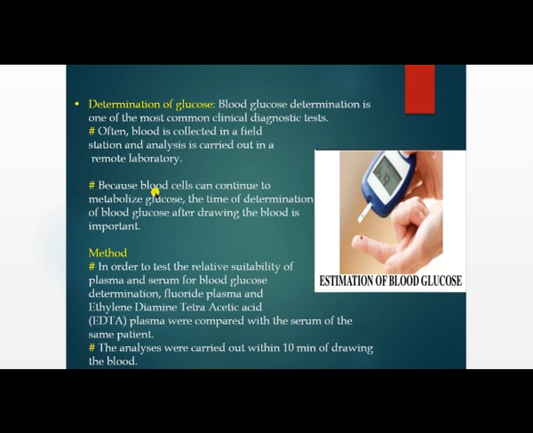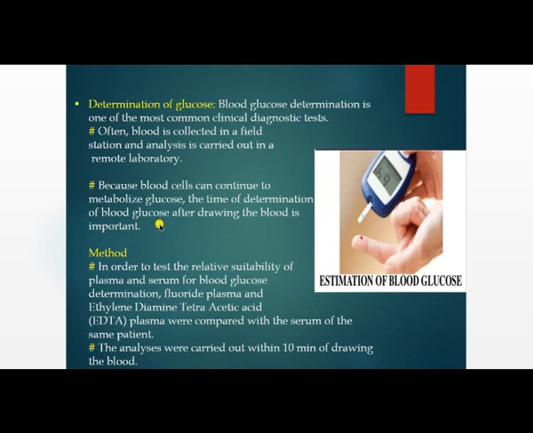Blood glucose is an energy source. It provides energy to the cells, so the cells can metabolize properly. So what is the importance of blood glucose? The glucose level present in blood you can call the blood glucose level, or you can call it the blood sugar level. So why is there a need to determine the blood glucose?